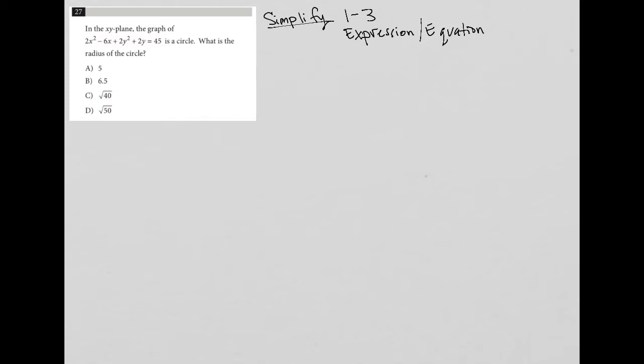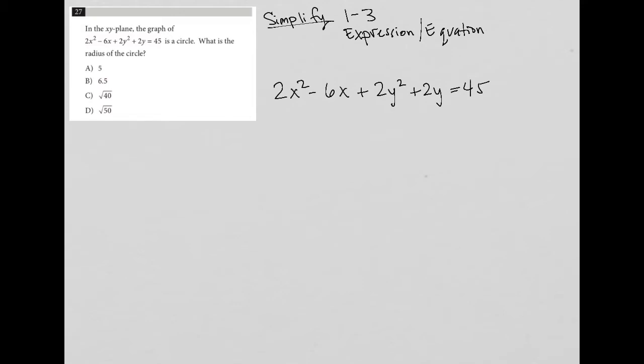So when I identify that it's a simplify type of question, what I'm looking at is, well, what is the equation that's been provided? So I'm going to write that down. 2x squared minus 6x plus 2y squared plus 2y equals 45. Now, because I don't know exactly what to do with this right now, technically I could say that it is fully simplified. There are no like terms here, so technically it is simplified in one sense. I'm going to now read the question to see, well, what can I actually do with this equation?